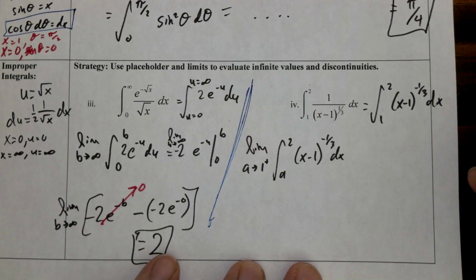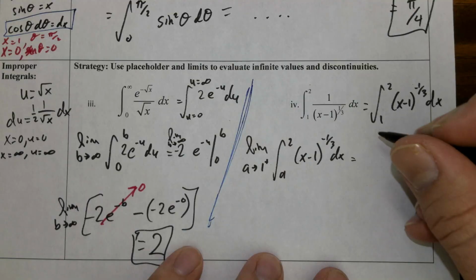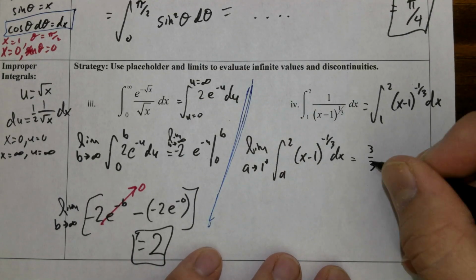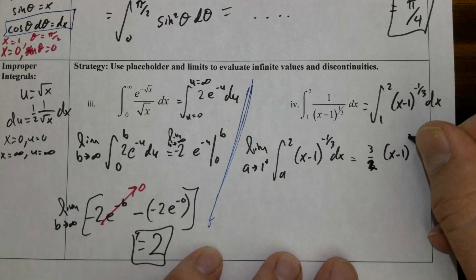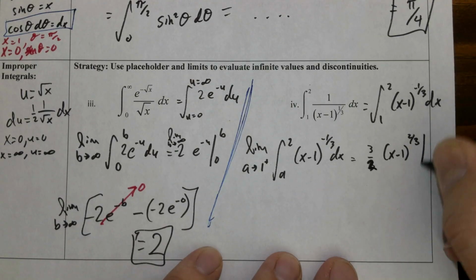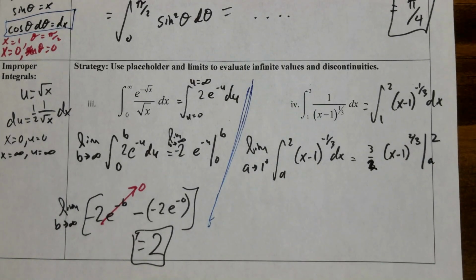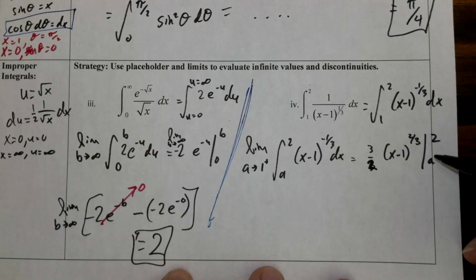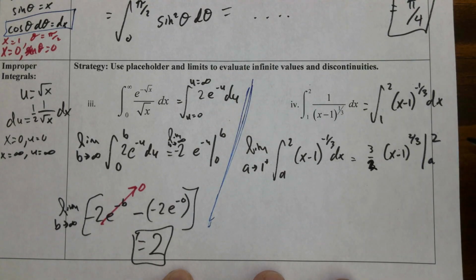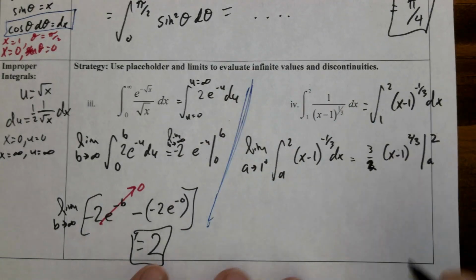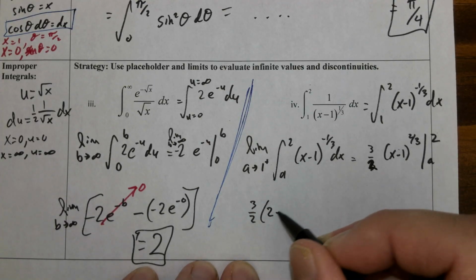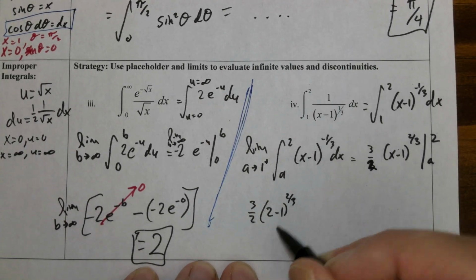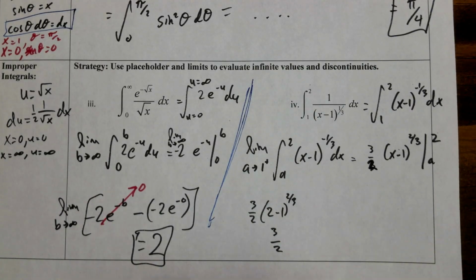I do my antiderivative. It would put me to 2/3, so I get 3 halves x minus 1 to the 2/3 evaluated from a to 2. As I plug in, this just becomes nice, right? I got rid of my denominator. I'm not afraid to divide anymore, so this just works out nicely. 3/2 times 2 minus 1 to the 2/3, that's 1 to the 2/3, that's just 3/2.